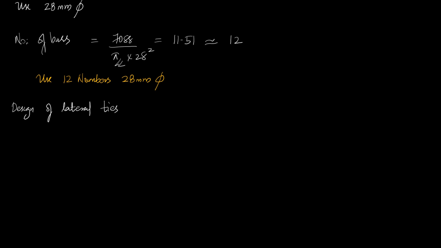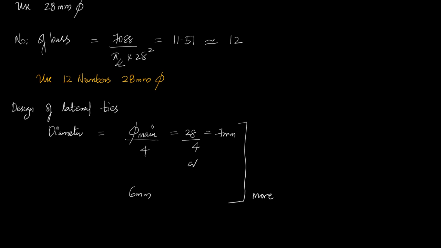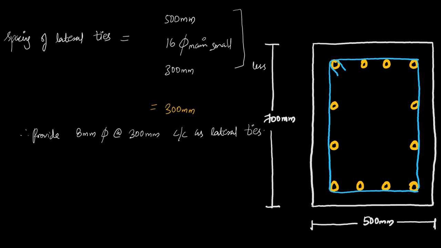Now the next one is design of lateral ties. So till there we have discussed how to find the longitudinal reinforcement. Now the design of lateral ties. The diameter of the lateral ties to be taken is either phi main divided by 4. We had taken phi main as 28 mm. That is 28 divided by 4, 7 mm, or 6 mm, whichever is more. So we will take 7 mm. But here we don't have 7 mm bars, so we will assume 8 mm bars for lateral ties.